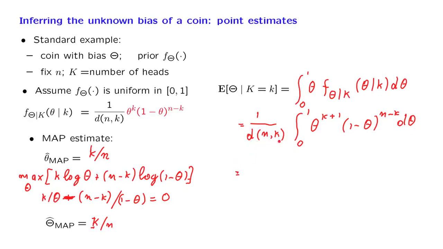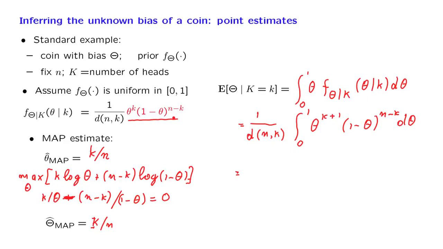What is d of nk? D of nk is the normalizing constant of this PDF. For this to be a PDF and to integrate to 1, d of nk has to be equal to the integral of this expression from 0 to 1. So we need to somehow be able to evaluate this integral.